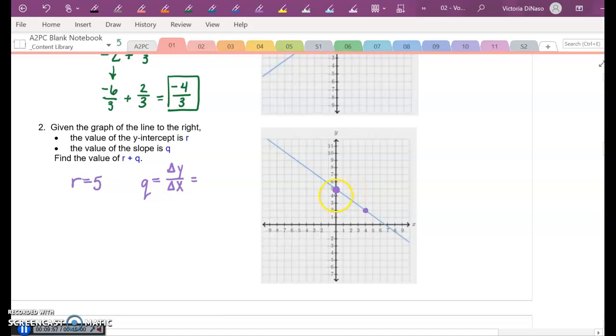So remember, change in y. So I'm going to go down 1, 2, 3. We went down 3 over 1, 2, 3, 4. So we went to the right 4. So therefore, that is my slope. So we're going to find the value of r plus q. So we have 5 plus negative 3 over 4. We have to change the 5 so that it has a denominator of 4.